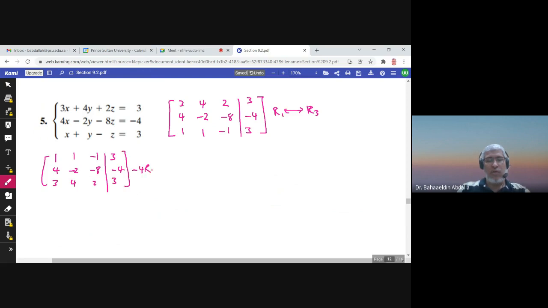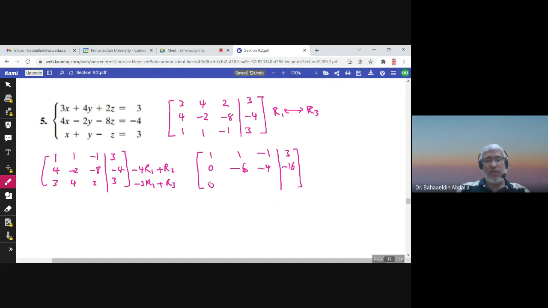I use the 1 in row 1 to make 4 and 3 zeros. Negative 4 plus 4 is 0. Negative 4 plus minus 2 is negative 6. 4 plus minus 8 is negative 4. Negative 12 plus minus 4 is negative 16.